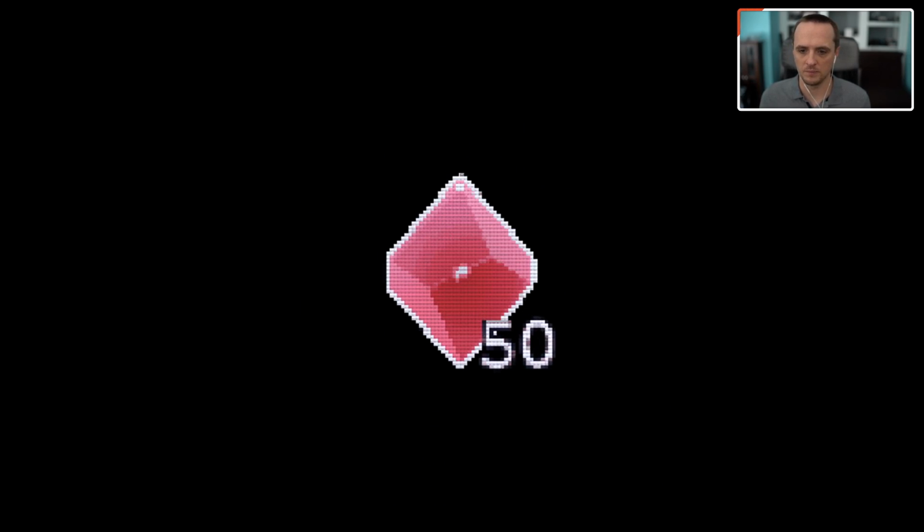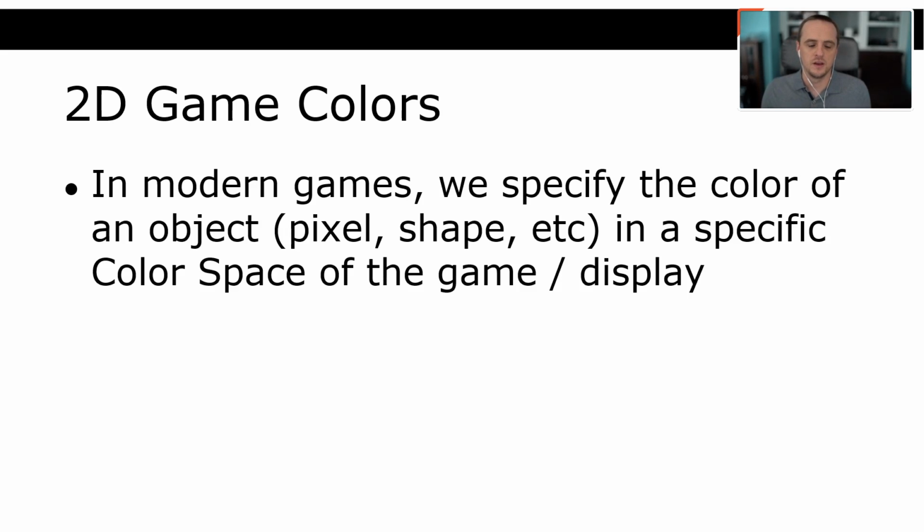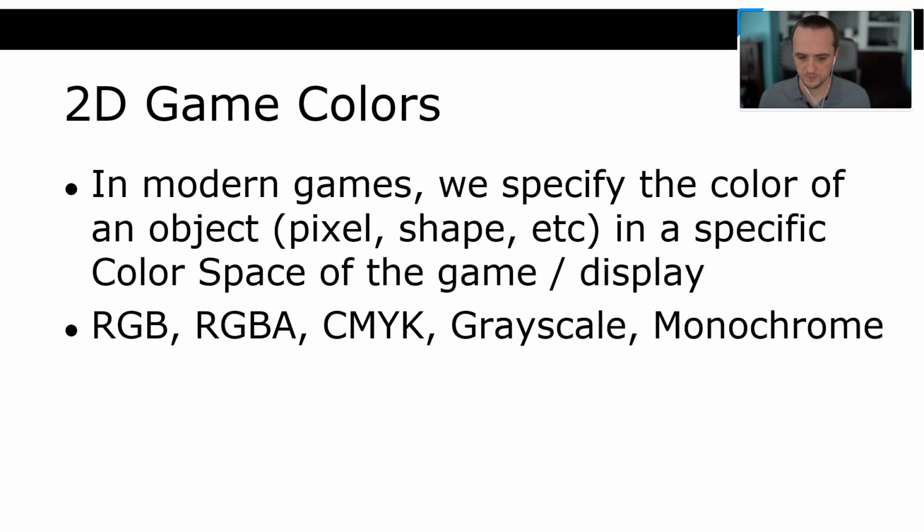And we talked about the RGB color space before. So when we talk about 2D colors in modern games, we specify the color of an object, whether that's a pixel or a shape, in a specific color space of the game or the display. So for example, we can talk about the RGB color space, that's the red, green, blue color space. In our games for this course, we have the RGBA color space, that's red, green, blue, and an alpha channel, which is transparency, and I showed that before.